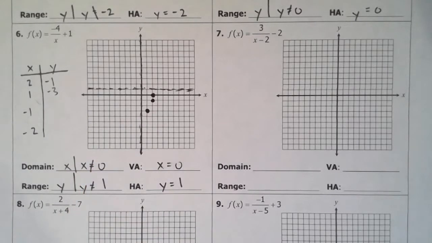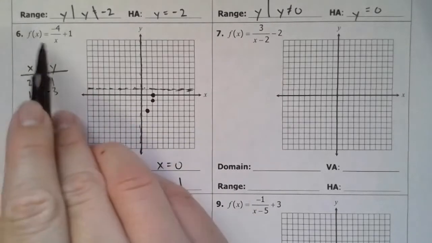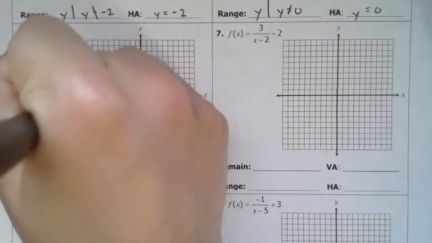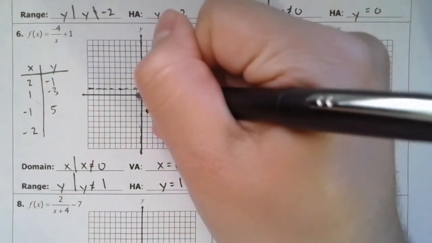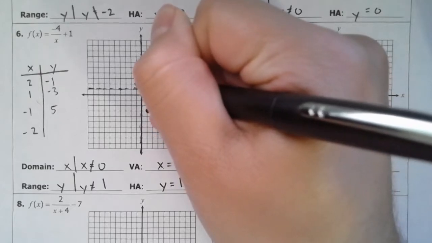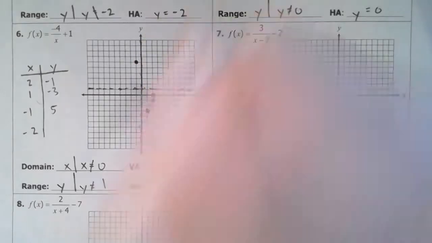Okay. At x is equal to negative 1, I plug a negative 1 here. I'm going to get positive 4 plus 1, I get 5. So at x is equal to negative 1, I get that y is equal to positive 5. So 1, 2, 3, 4, 5. I have a point there.